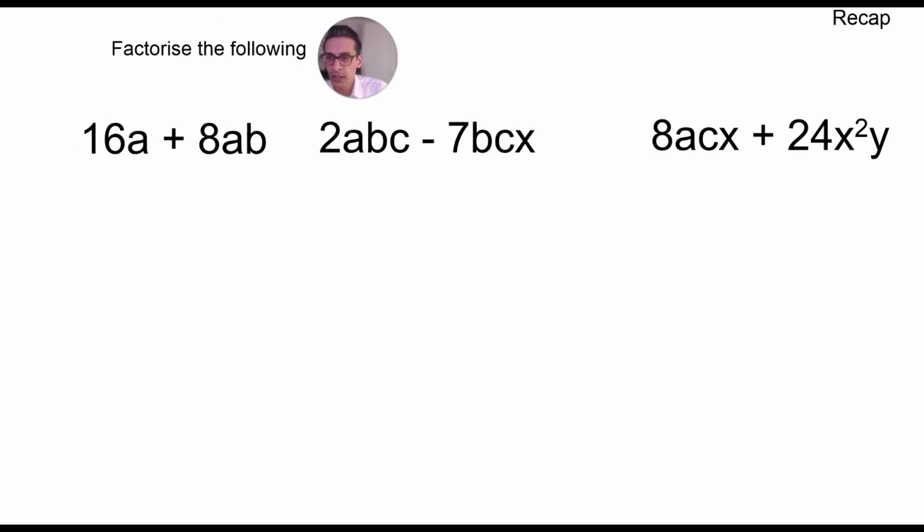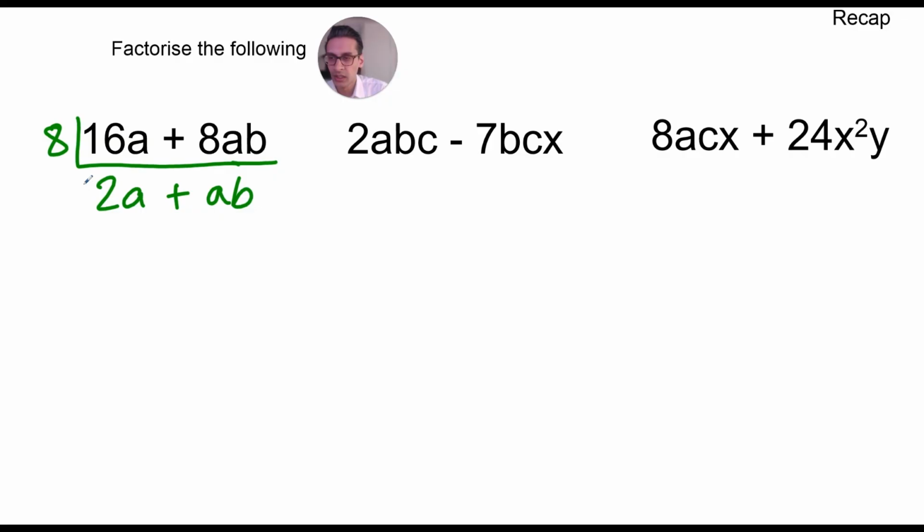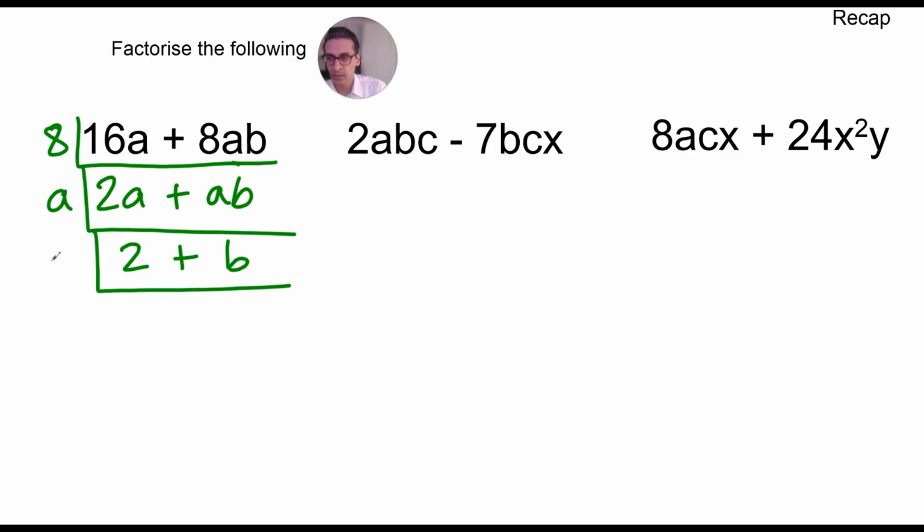So we're going to use upside down bus stop method to factorize the first one. So let's draw that, and then we can see, we can do it in one step. I'm going to do it in 2 steps just to break it down a bit more. I can take out, look at the numbers, 16 and 8. I can take 8 out, 8 times 2a, and 8 times ab. Upside down bus stop. Now I can see a common factor is a, so I'm going to take a out, and then I'm going to get 2 plus b, and then these are co-prime, so I stop.